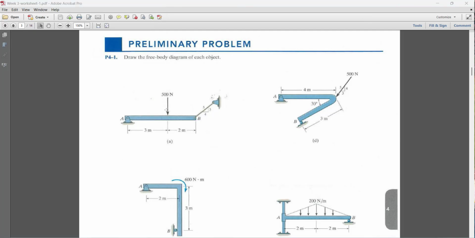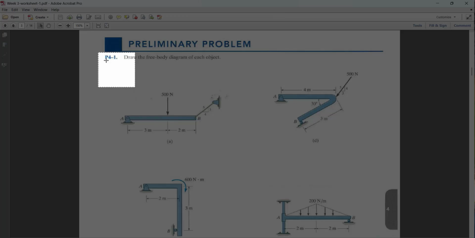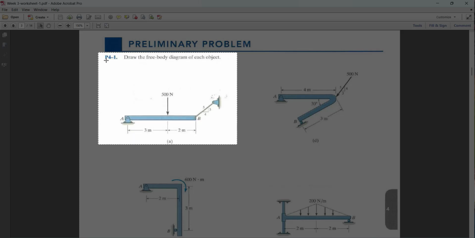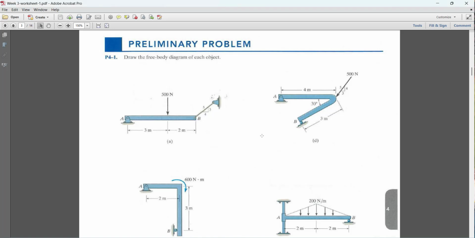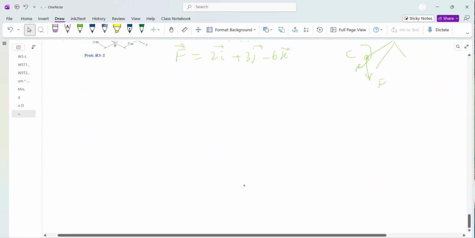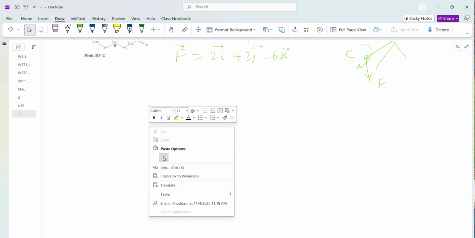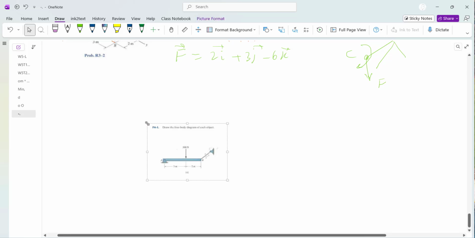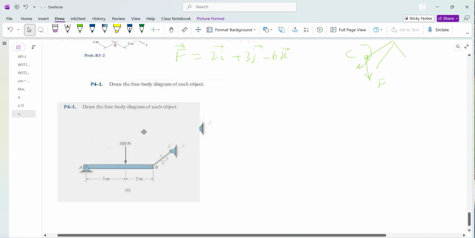That is preliminary problem 4-1 part A from Hibbeler. So that problem, you want to generate a free body diagram from that system. So how do I free this?